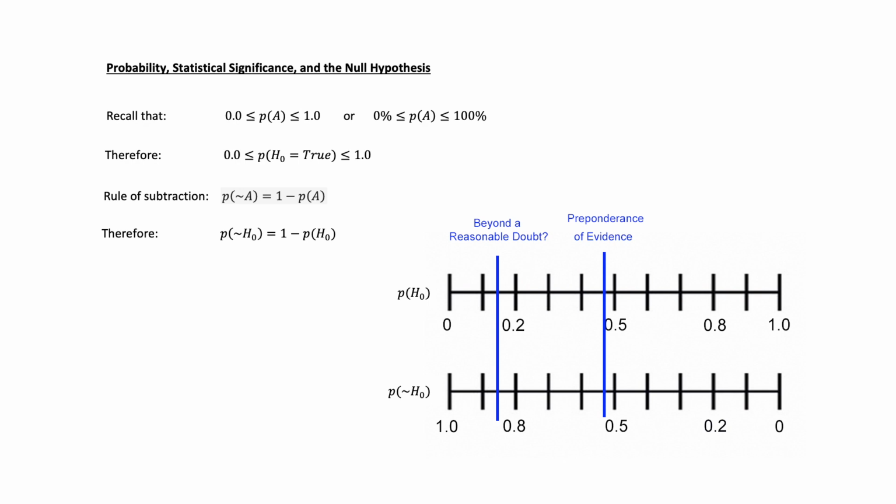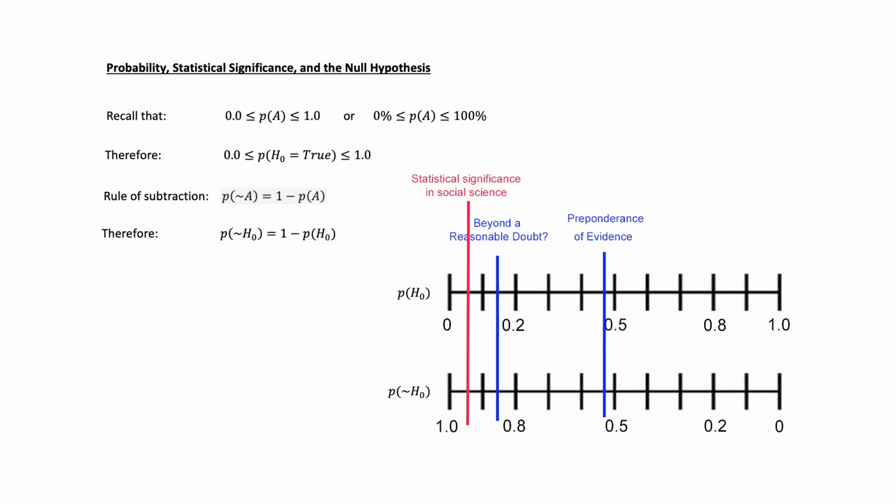So see here that beyond a reasonable doubt runs through the top line graph at about 0.15. That means we are about 15% confident that the null hypothesis is true. That also means, because of the rule of subtraction, that we are 85%, 0.85, confident that the null hypothesis is false, which is represented on the bottom line graph.